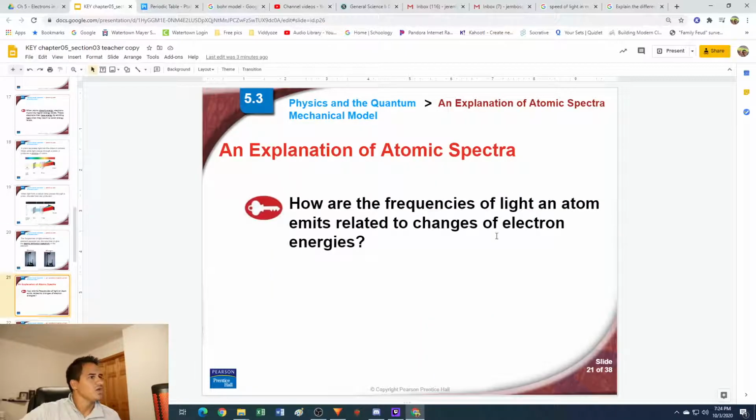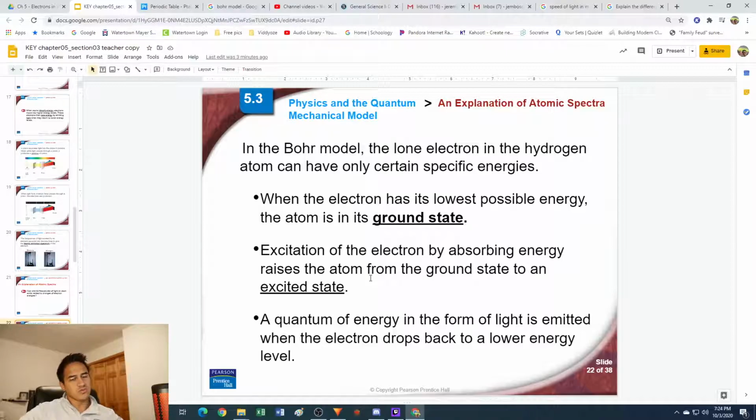So, an explanation of atomic spectra. How are the frequencies of light an atom emits related to the changes of electron energies? In the Bohr model, which was back in the first part of this chapter, he talked about how electrons have a specific amount of energy that they need to absorb to jump to the next energy level. The lowest possible energy that they have is what we call their ground state.